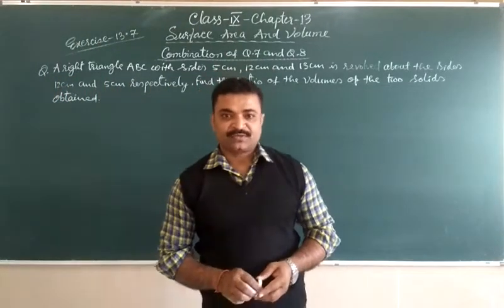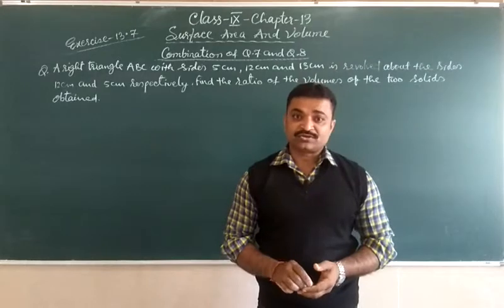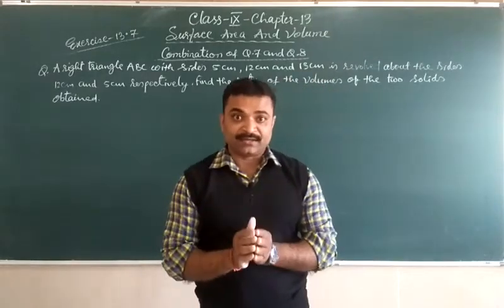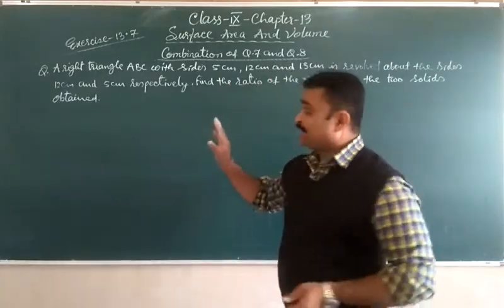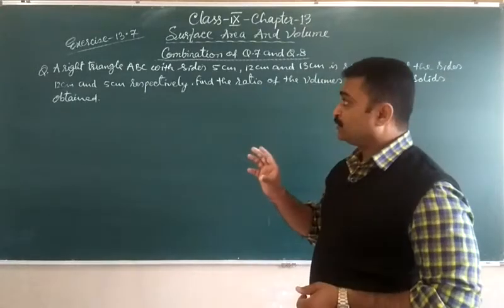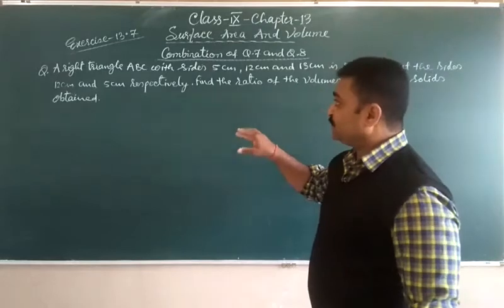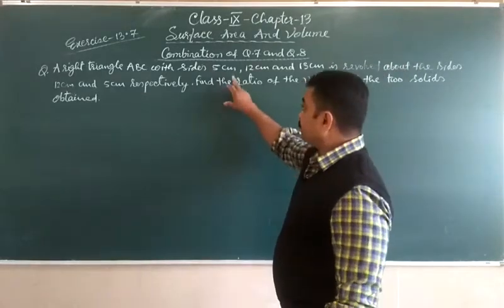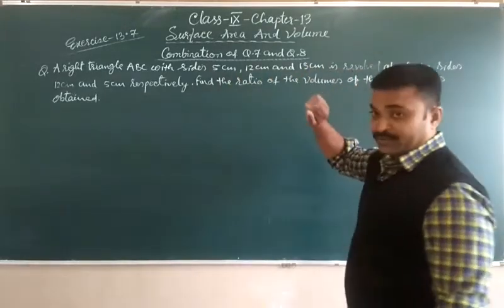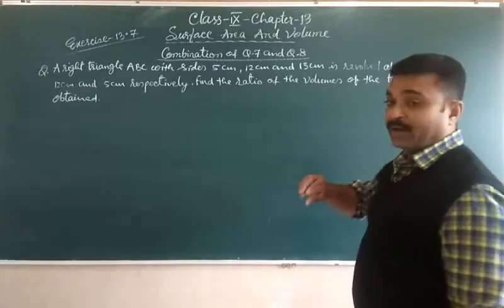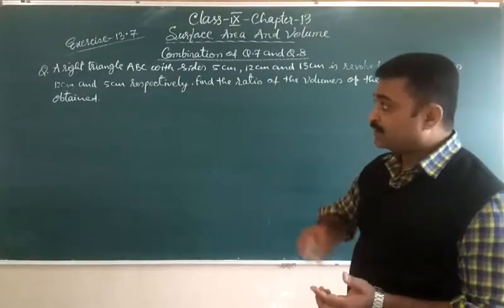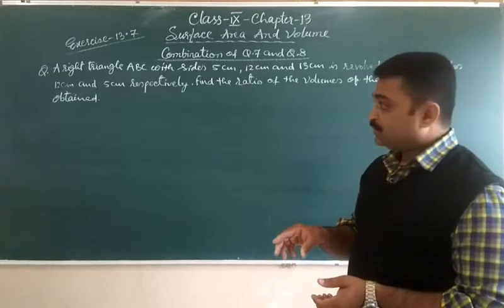Hello students, now we are going to solve question number 7 and 8 combinedly. I am writing question number 7 and 8 in a combination: a right triangle ABC with sides 5 cm, 12 cm and 13 cm is revolved about the sides 12 cm and 5 cm respectively.